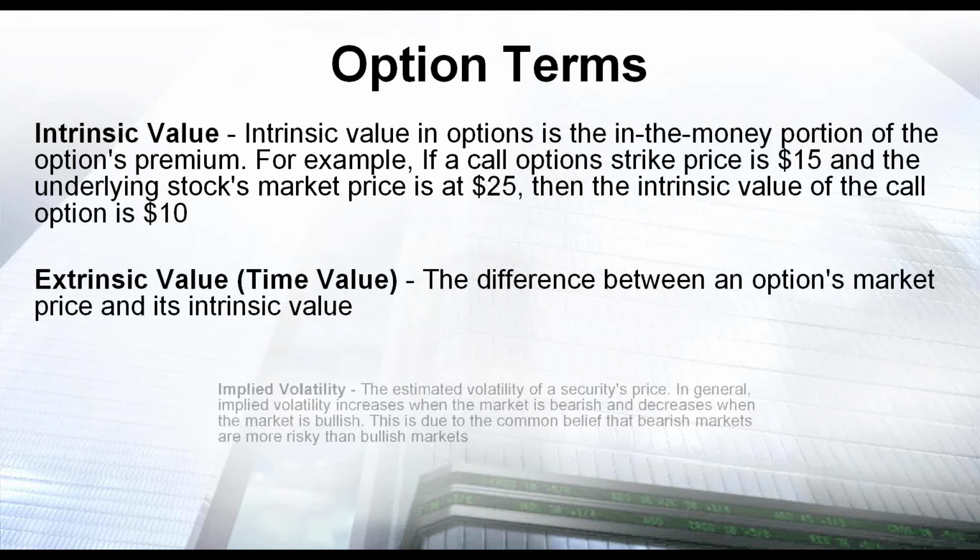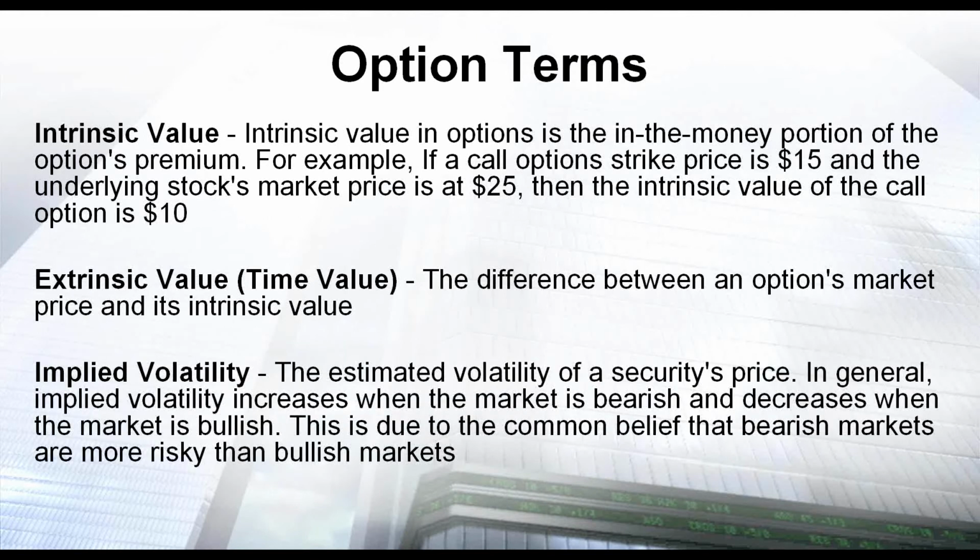Implied volatility, extremely important when it comes to trading options. This is the estimated volatility of a security's price. In general, implied volatility increases when the market is bearish and decreases when the market is bullish. This is because most people see a down market as a much riskier market. Typically, the downtrends happen a lot quicker, and that's what people associate with risk. And that's why when the market's dropping, volatility will increase, and vice versa for uptrends.